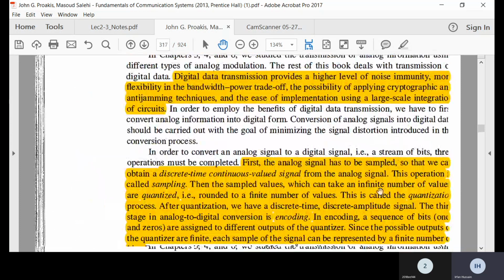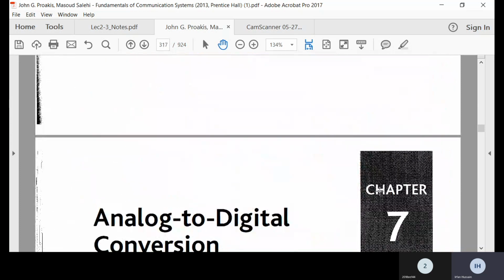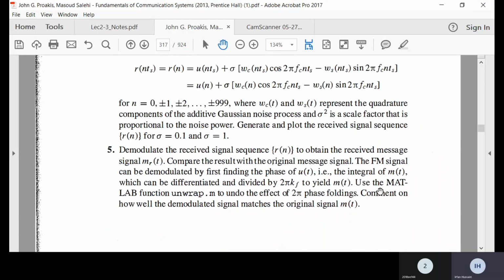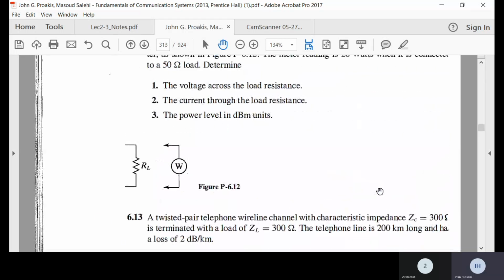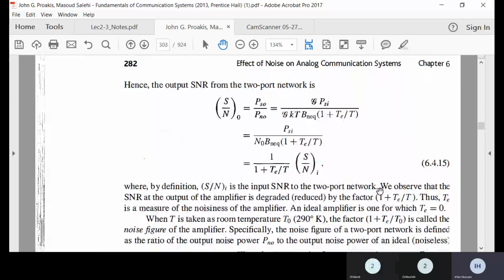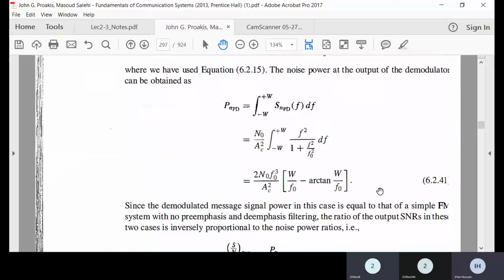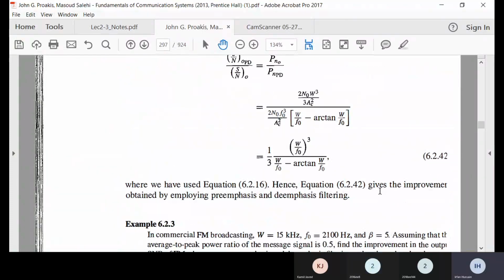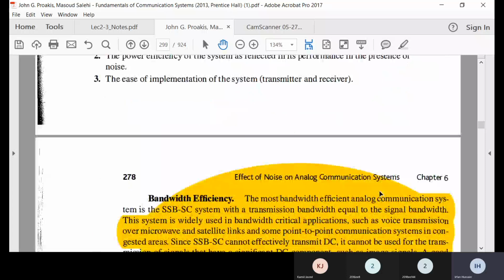Today we will start with the seventh chapter. But before we start with the seventh chapter, a small point that was left in the sixth chapter. Yes, if someone has any question, he can ask.